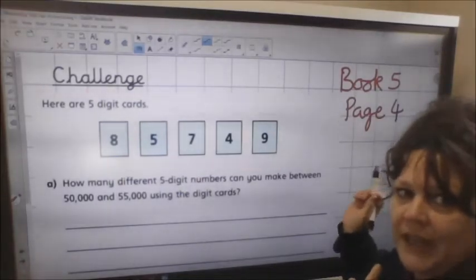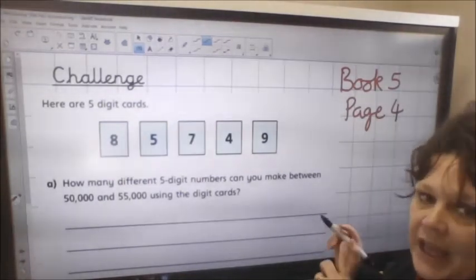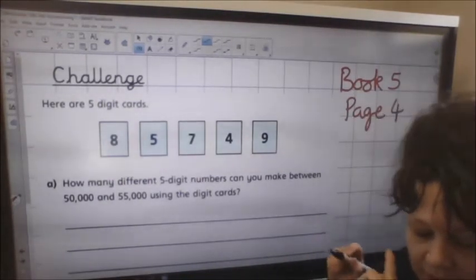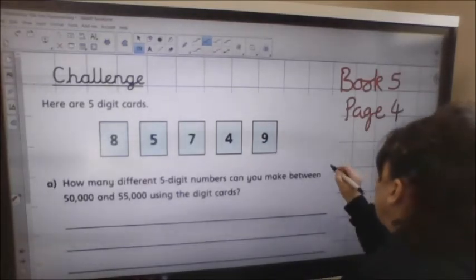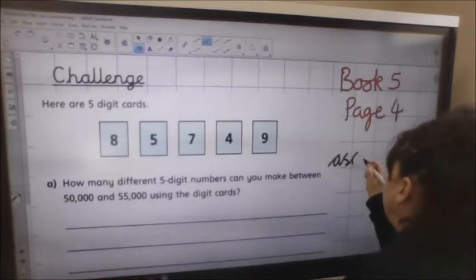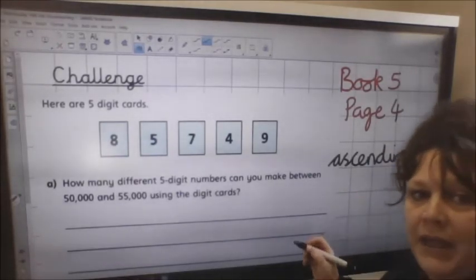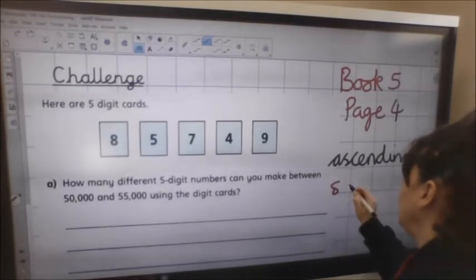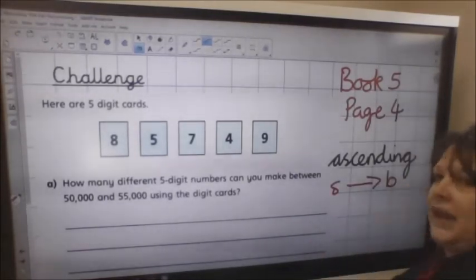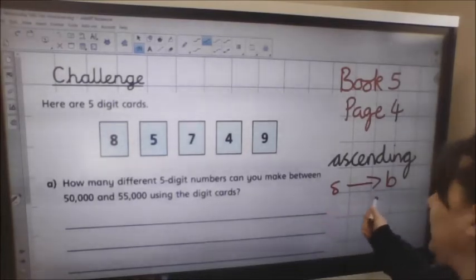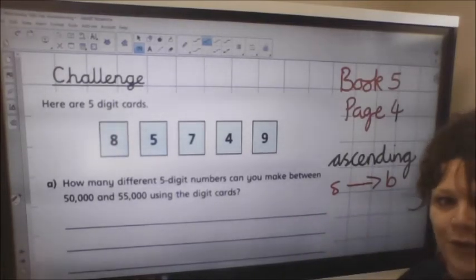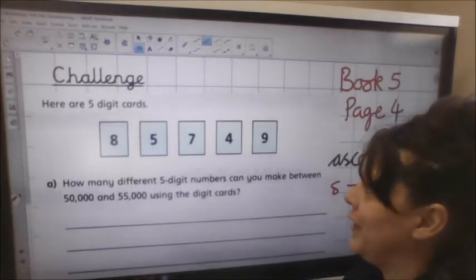Just one little thing, when you look at the page, it does talk about ascending order. Ascending order is exactly what we've just done. That means smallest to biggest. Smallest to biggest is ascending order. Just to remind you on that.